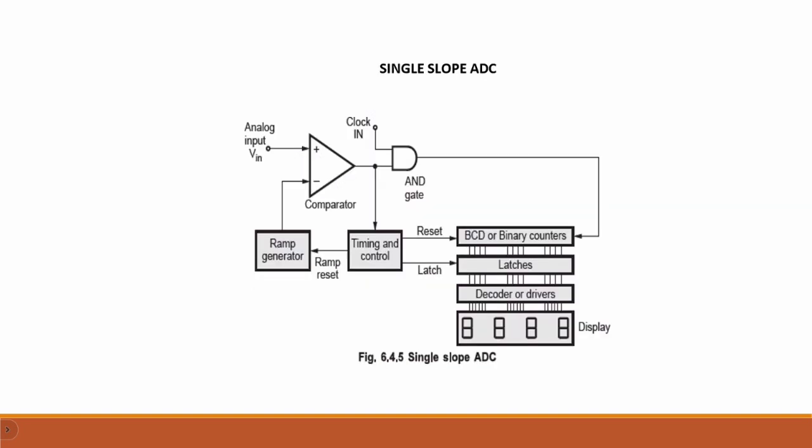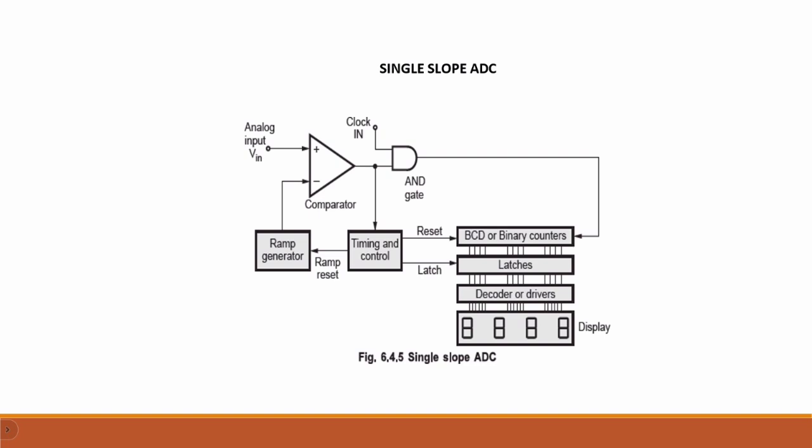The first one is the single slope ADC. Here we are using one op-amp which acts as a comparator, an AND gate, a ramp generator, a timing and control circuit, counters, latches and decoders, and finally an LED display. For example, we have an analog input voltage of 2 volts and another ramp generator input voltage of 0 volts. When comparing the input voltage and the ramp voltage, we have 2 volts at the Vin input, so the non-inverting input is higher here, so we will produce a positive voltage at the output of the comparator.